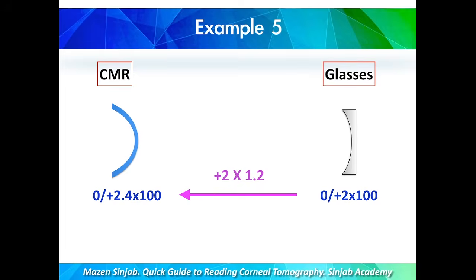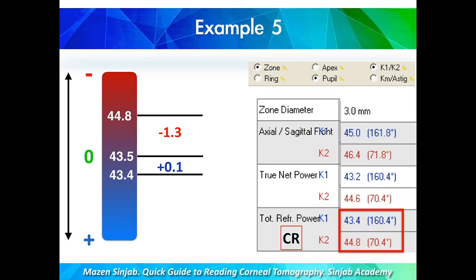Example number 5. A patient has plus 2 cylinder at axis 100, which equals corneal manifest refraction of plus 2.4 diopters at 100 axis. Since we have astigmatism, we need to study both K1 and K2 and relate them to this scale, where the difference between the average K and the steep K is minus 1.3 diopters, and the difference between the average K and the flat K is plus 0.1 diopters. I'm going to treat this patient by minus 1.3 diopters.